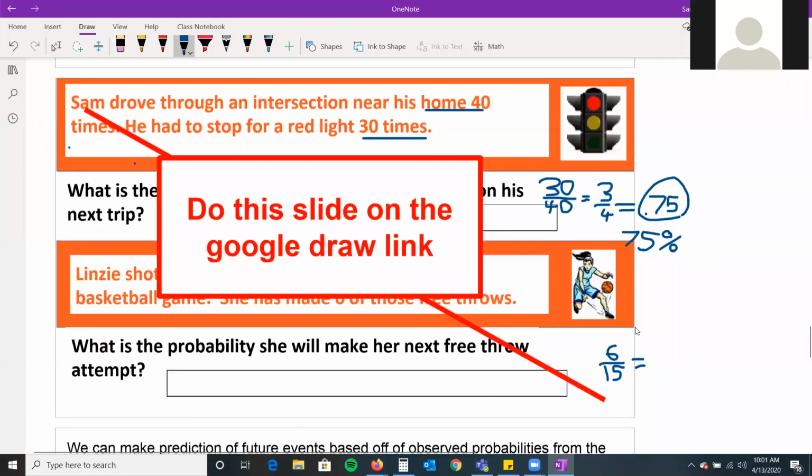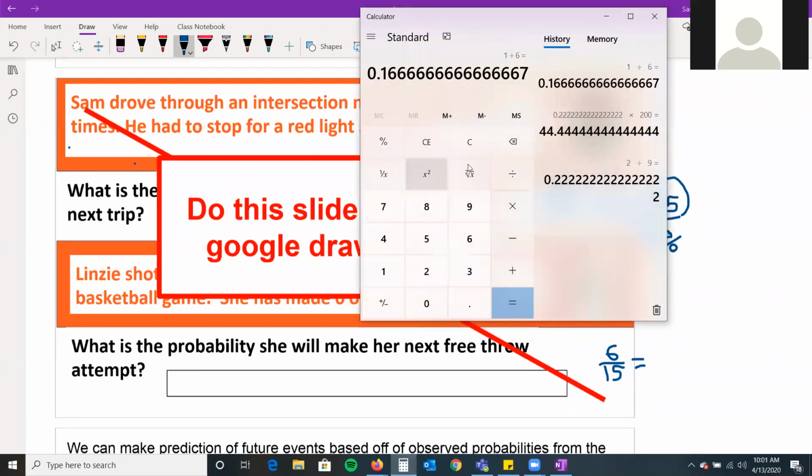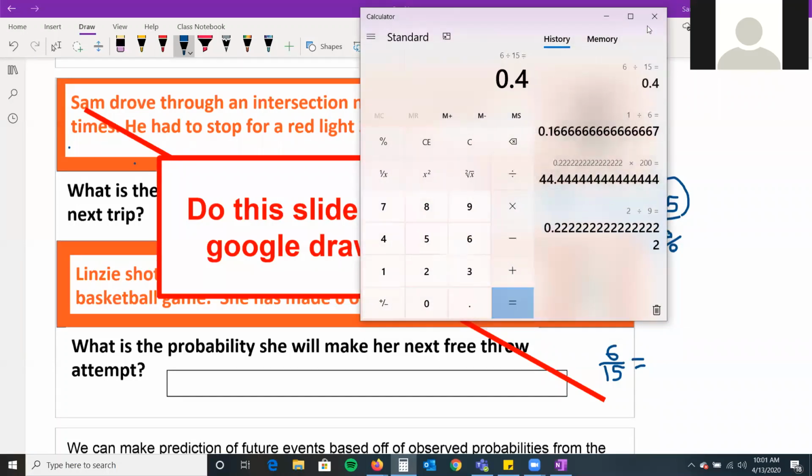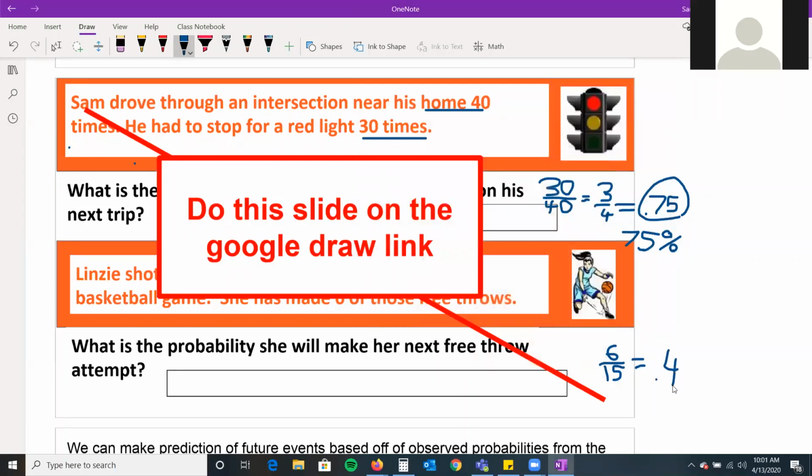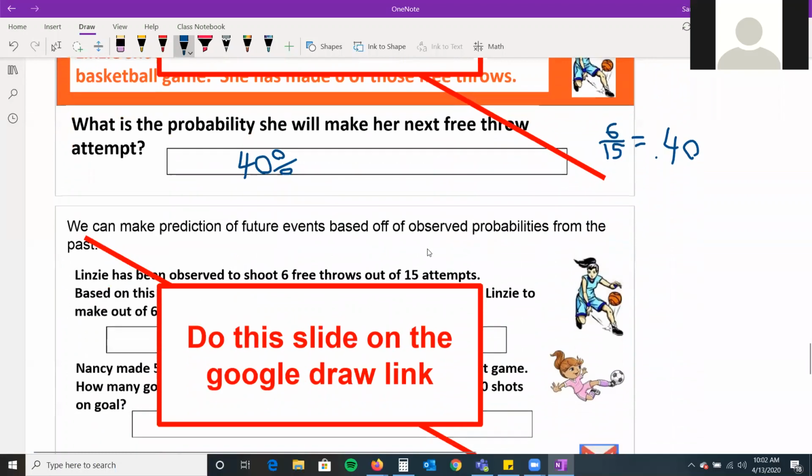So hopefully you guys typed this in. 6 out of 15, what is that going to be? We said that's going to be 6 divided by 15, about 0.4, so that means 40%. So about 40% of the time she's making her free throws. That means the probability she'll make her next free throw attempt is about a 40% chance. So a little under half probability of making that next free throw.